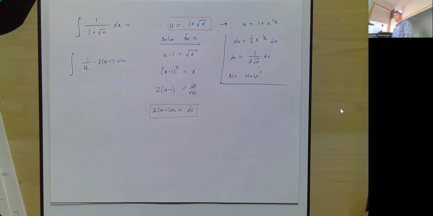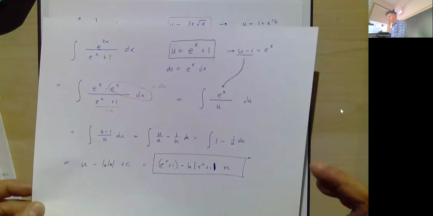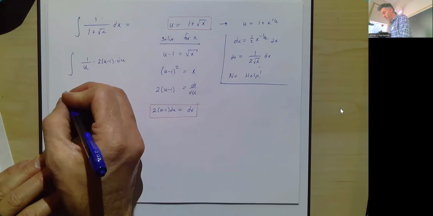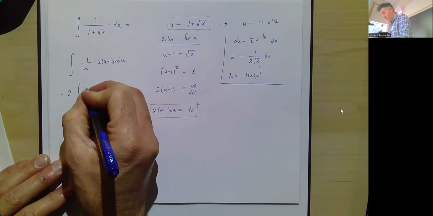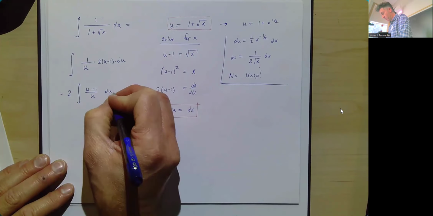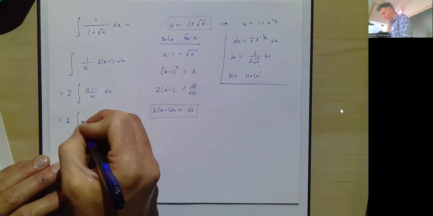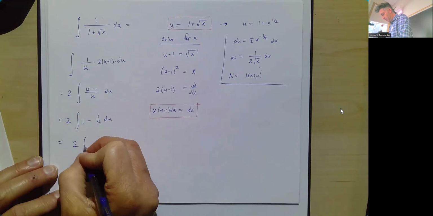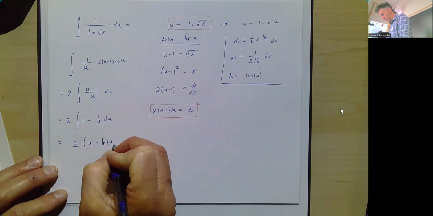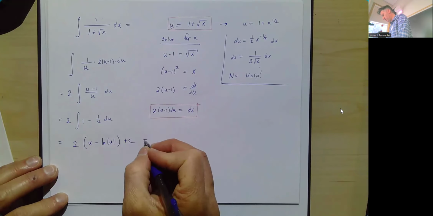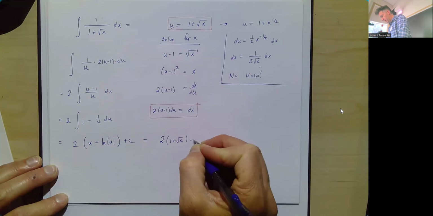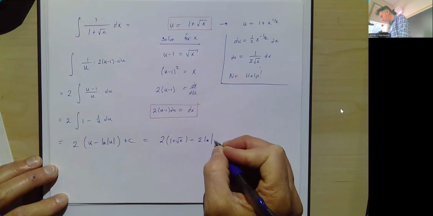And now we're in a very similar situation to the last problem, right? In the last problem, we were integrating u minus 1 over u. It's essentially what we're integrating here. I'm going to pull that 2 out in front to have the integral of u minus 1 over u, which is really just 2 times the integral of 1 minus 1 over u, which is going to be 2 times u minus the natural log of the absolute value of u plus c, which will then be 2 times u minus 2 times the natural log of the absolute value of u.